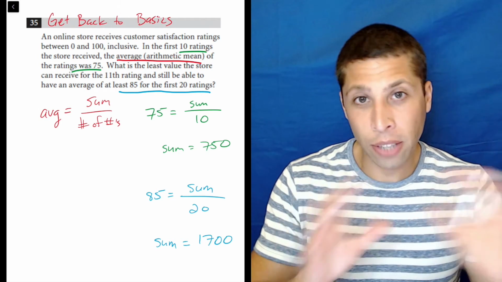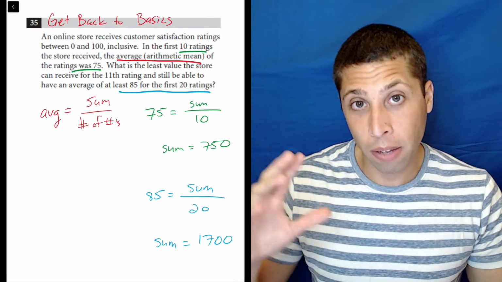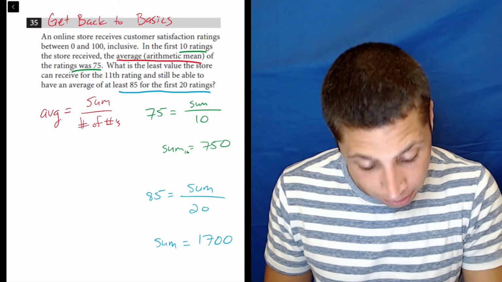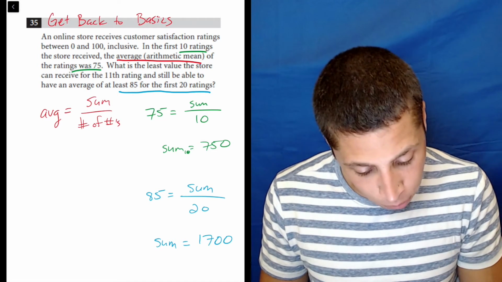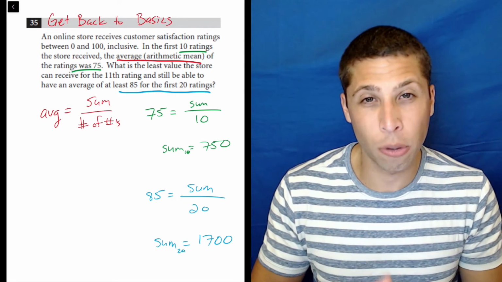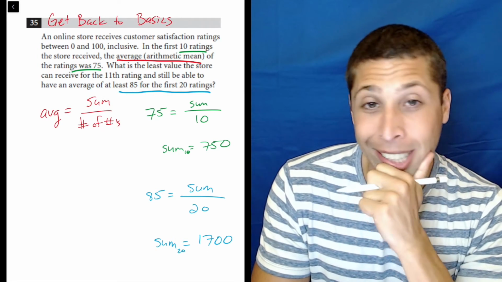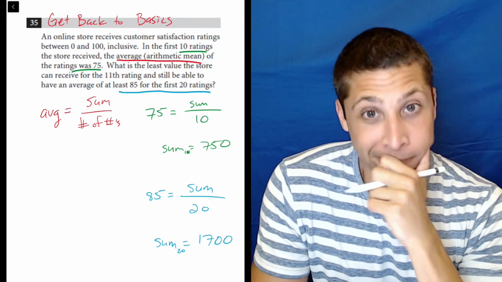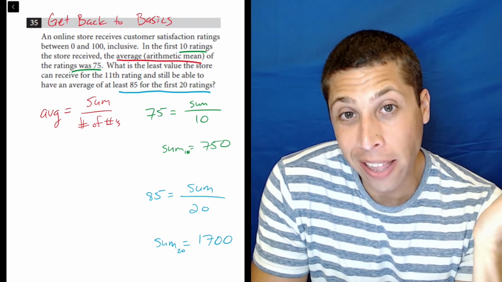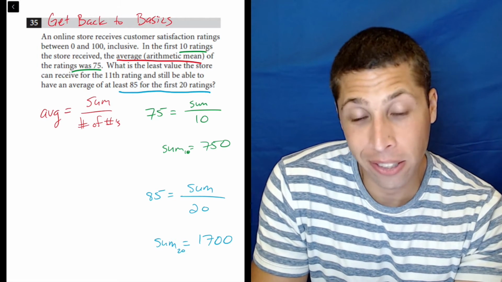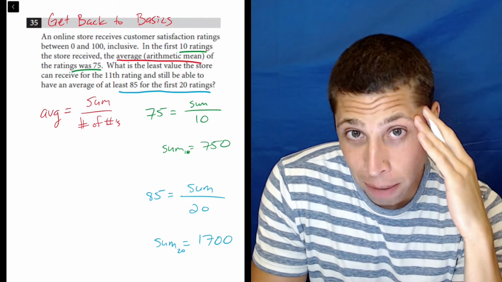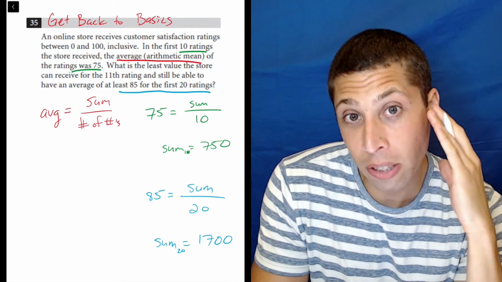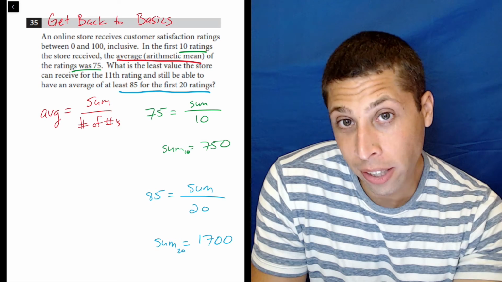But sum now is kind of getting blended, right? They have the sum of 10 things, so let's call it sum 10. Ooh, it's an ugly 10. And sum 20, right? There's 10 numbers and then 20. So what can I do here? Well, I don't really know anything about the second half of this set. There's something about the 11th number, and the 1,700 includes the 750. So why don't I just get rid of it, right?